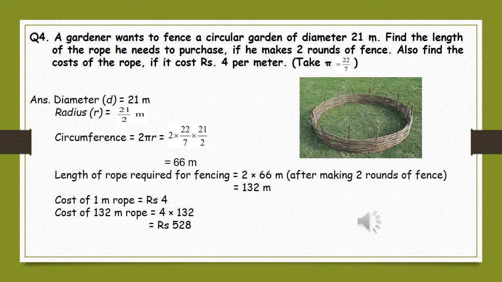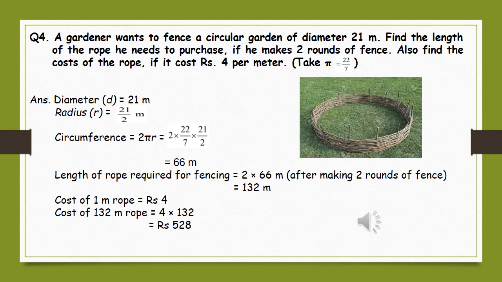The given data is diameter D is equal to 21 meter, radius R is equal to 21 by 2 meter, circumference 2 pi R is equal to 2 into 22 by 7 into 21 by 2. If you calculate and reduce it, you will get 2 pi R is equal to 66 meter. Now we are fencing it twice, 2 rounds are given. So circumference must be doubled, because circumference means taking a complete round around a circle. So here we are taking 2 rounds.